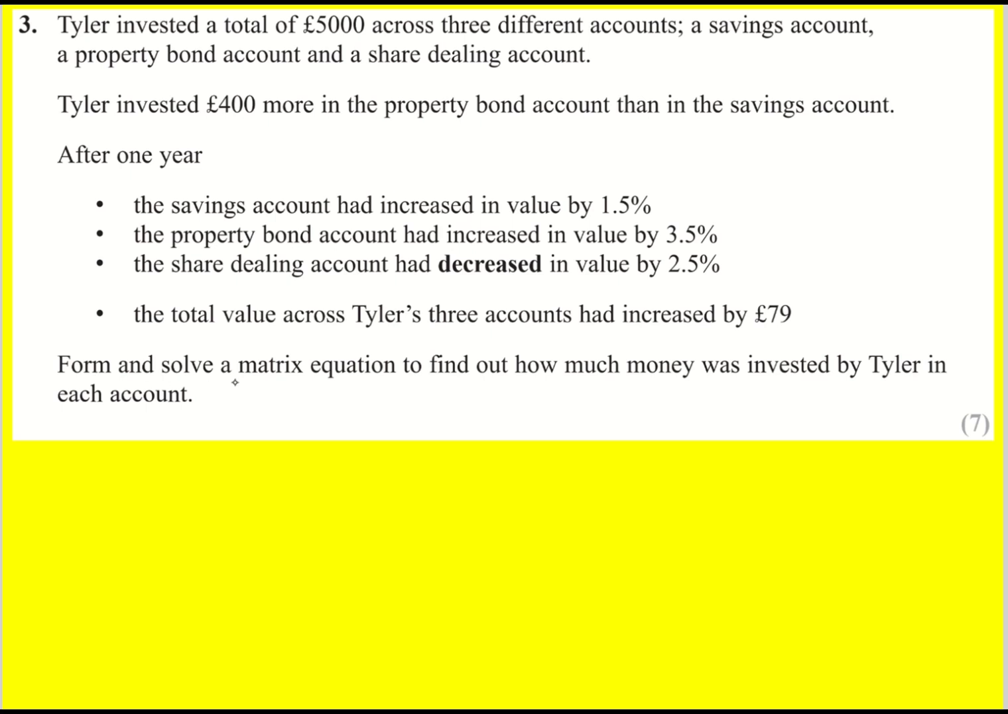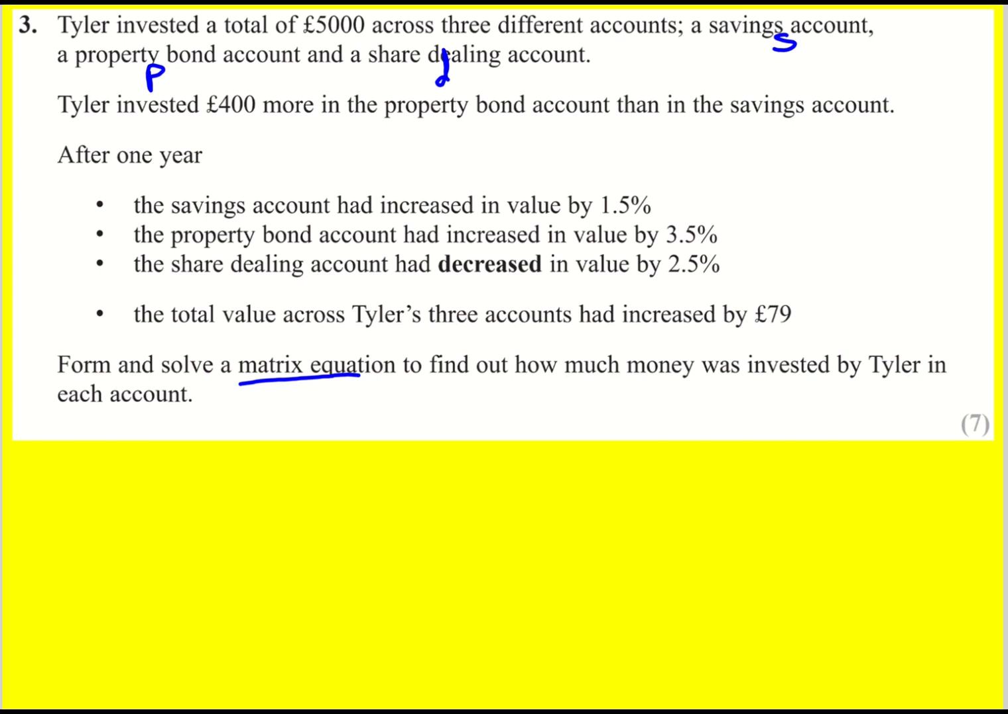So here it's worth glancing at the end. We're trying to solve a matrix equation, and we've got three different accounts. A savings account, so I'm going to say the amount in the savings account is S. A property bond account, I'm going to say the amount is P. And a shared dealing account. I know it starts with an S, but let's go with D here because it's not used elsewhere. And in the exam, I would actually write them down and say that's what I'm defining it to be.